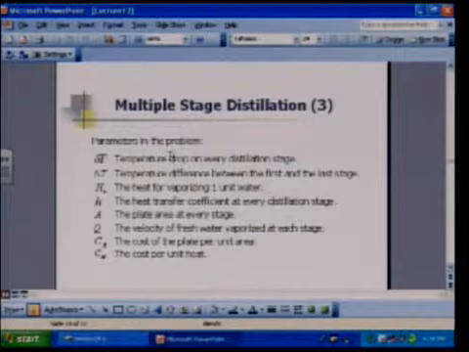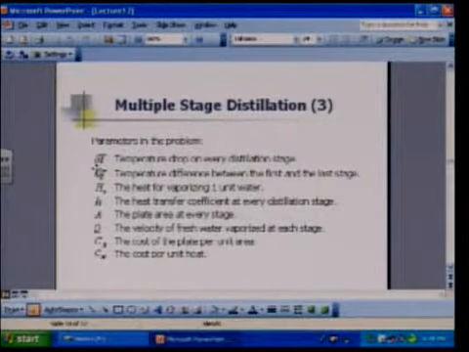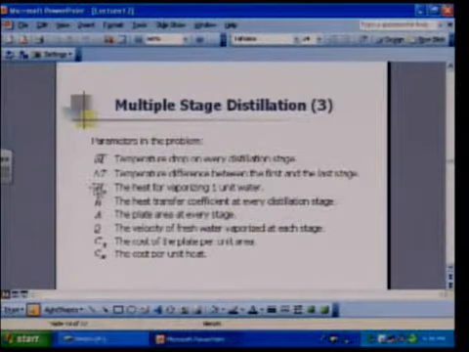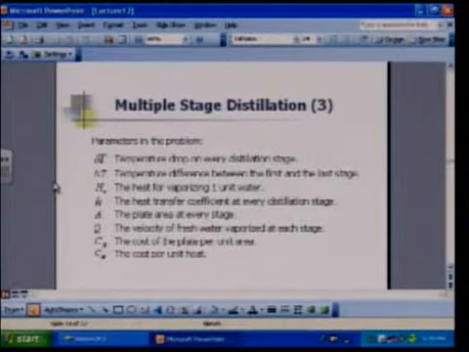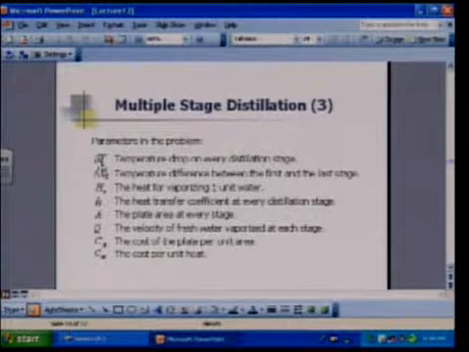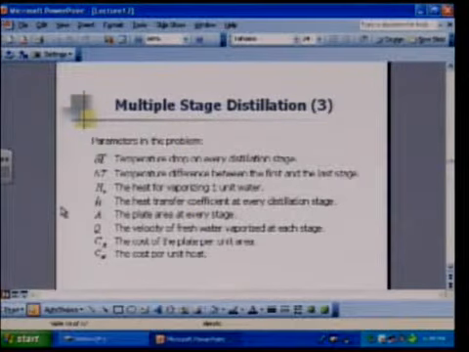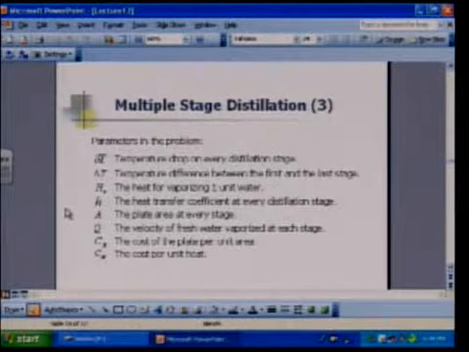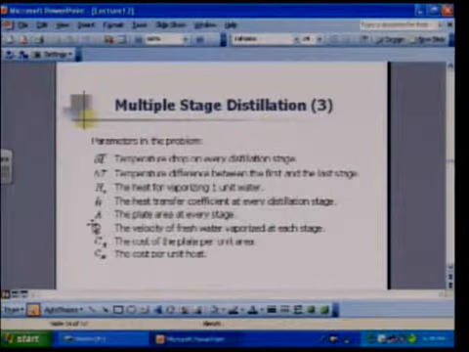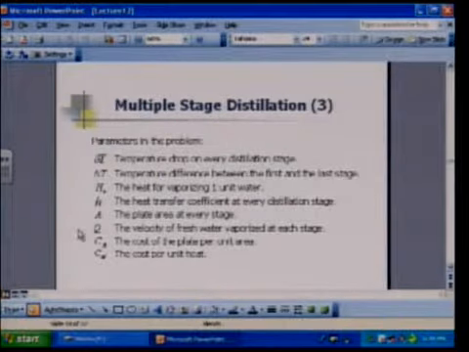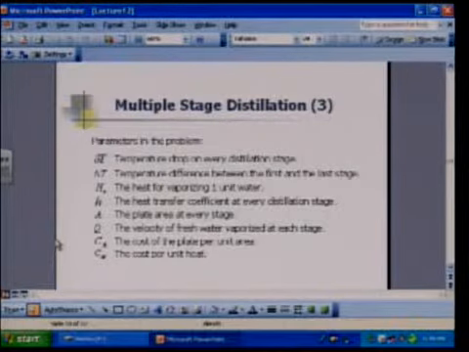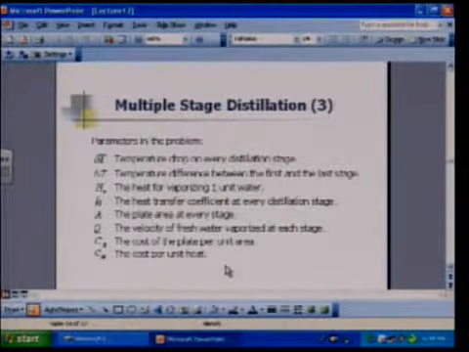Okay, so here there are some parameters used in this problem. Let's call this delta T the temperature drop on every distillation stage. And this delta T is the temperature difference between the first and the last stage, so that's like the total temperature gradient you see. And then this H of V is the heat for vaporizing 1 unit of water. And small h is some kind of heat transfer coefficient at every distillation stage. And A is the plate area at every stage. Q is the velocity of the fresh water vaporized at each stage. And Ca is the cost of the plate per unit area, and Ch is the cost per unit heat. So now, with these defined, you can write down the objective function and then write down the constraints.